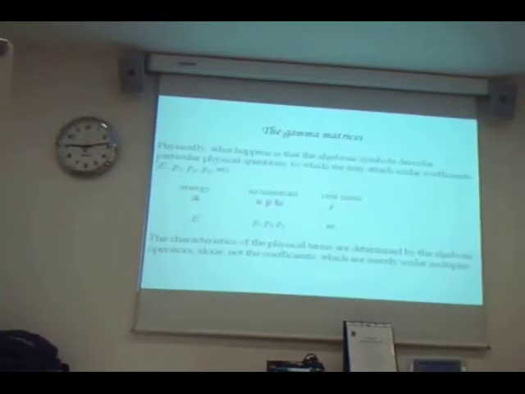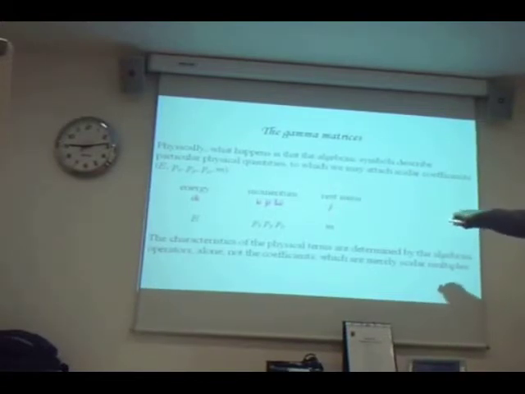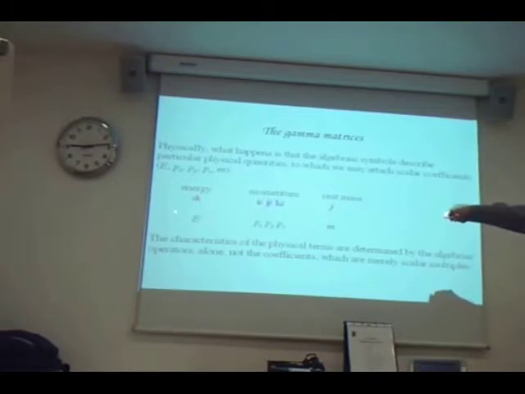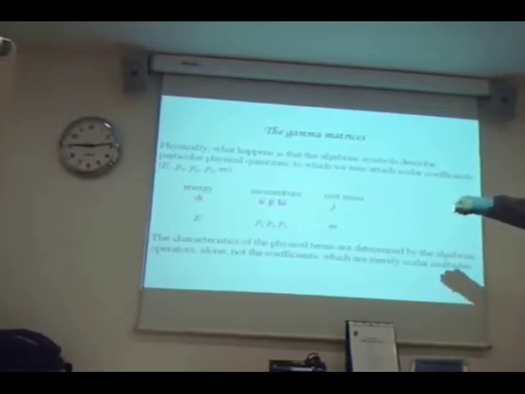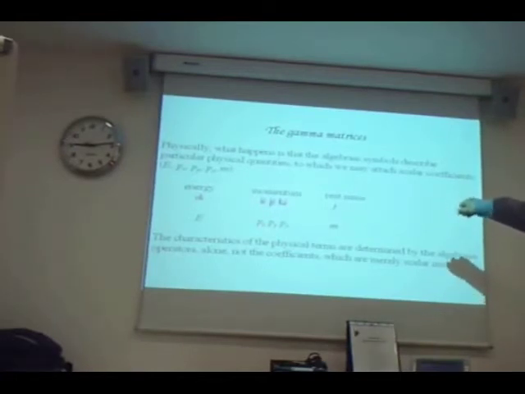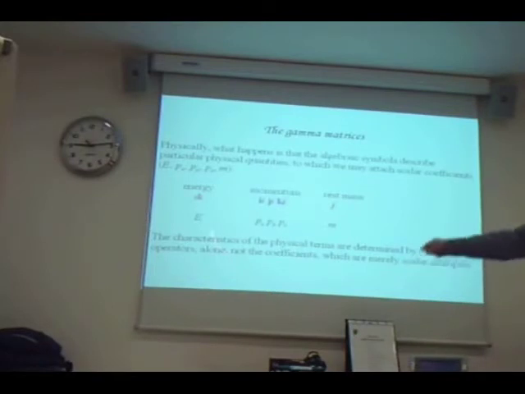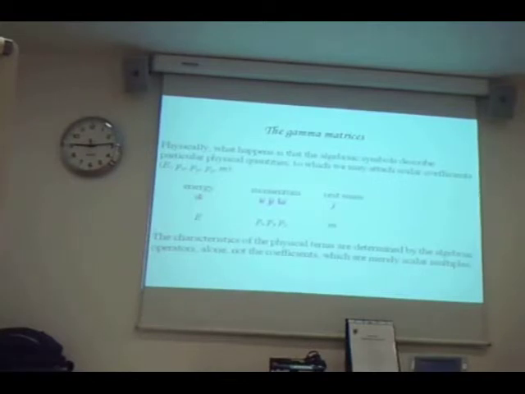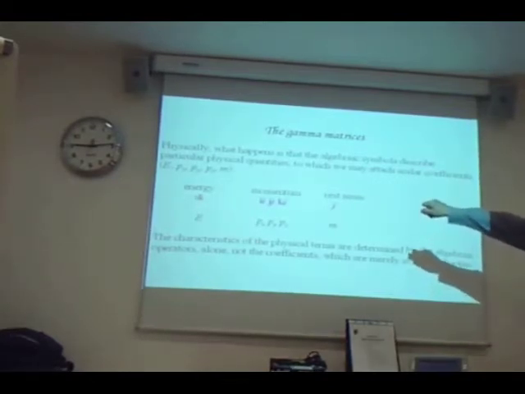Now, physically, the physical meaning of this, see, that's the way I prefer to write it. The physical meaning of this is that this one becomes the energy operator, this one becomes the momentum operator, and this one becomes the rest mass operator. And these E, Px, Py, and M are simply scalar coefficients. They are not the reason why that is energy. The reason why that is energy is in that algebraic structure.